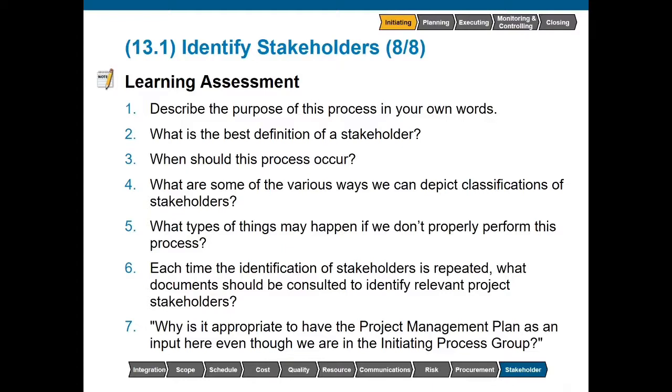Why is it appropriate to have the project management plan as an input here, even though we are in the initiating process group? Since initiating is not a phase and not constraining us to sequence, we can plan before we identify new stakeholders, or we can circle back mid-project and identify new stakeholders as they come and go.